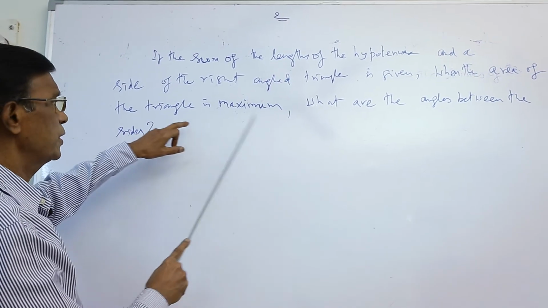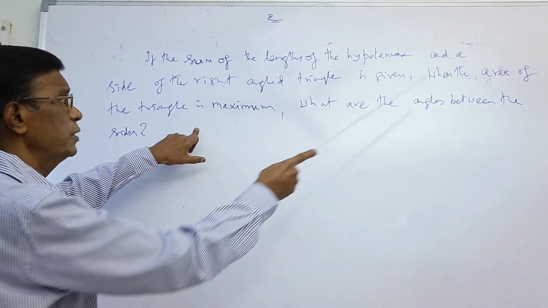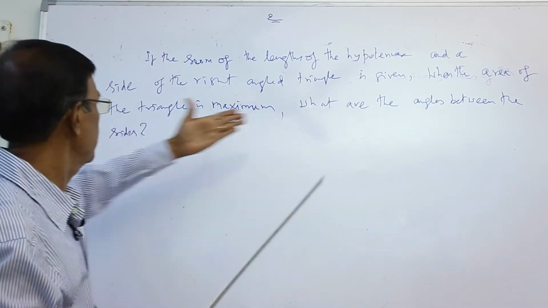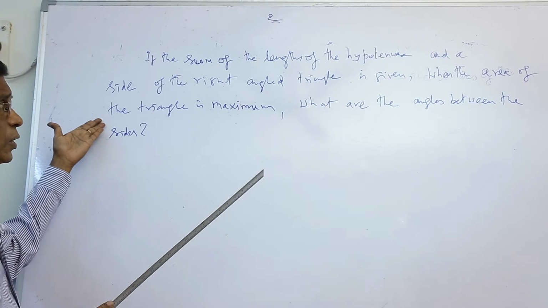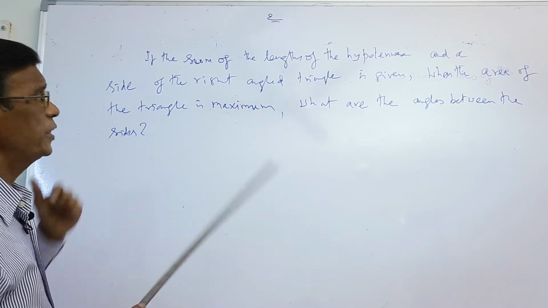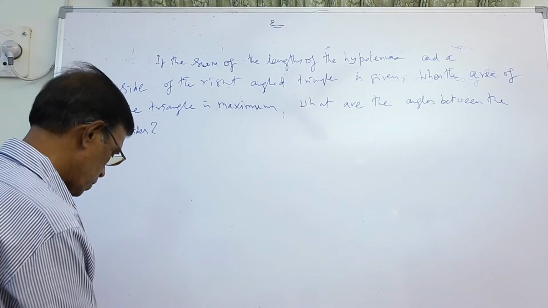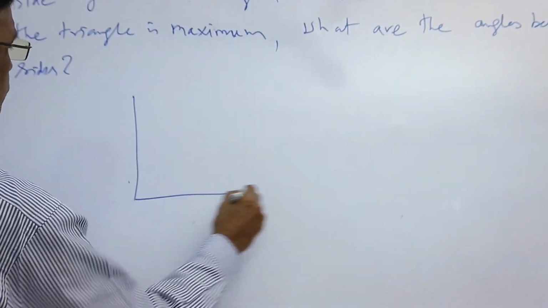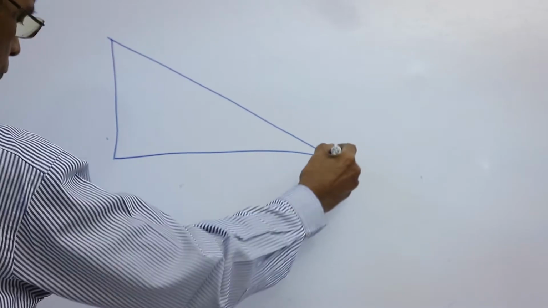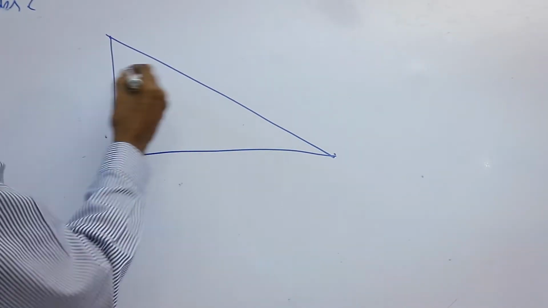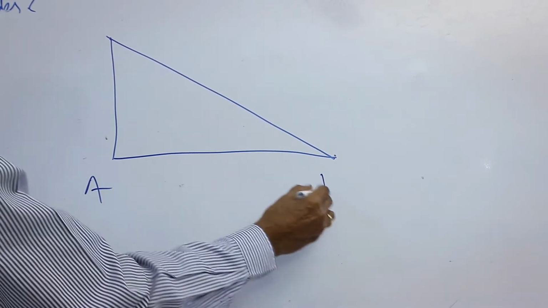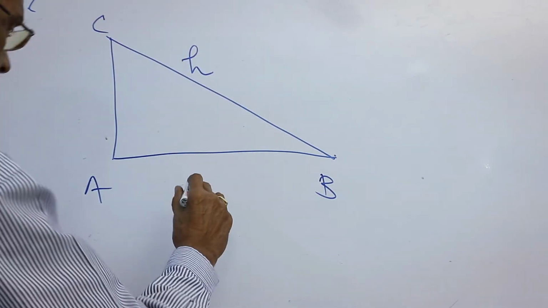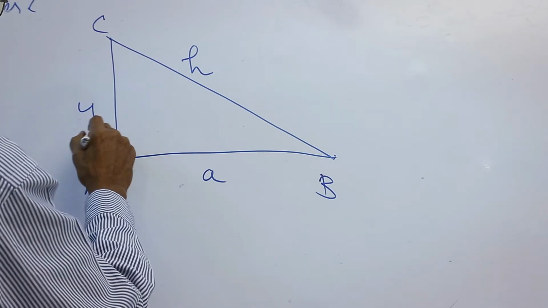And the area of the triangle is maximum. That is the thing. See what happens. You have to find the angles when the area of the triangle is maximum. Now what happens? See, you need a triangle. So you just draw the diagram of the triangle. So this is your A, B, C, this is your hypotenuse, this is your A, and this you take it as Y.